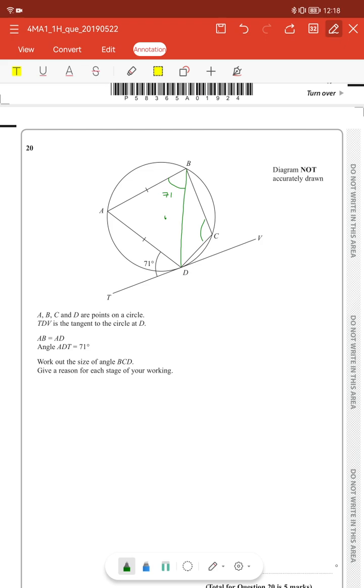And if we have that, well then I know ADB would also equal 71 as it's an isosceles triangle. And if that is the case, we know that this angle here would be 180 minus 71 minus 71, which would be 38. And to work out the opposite sides in a cyclic quadrilateral, the angle BCD would be 180 minus 38, which is 142.